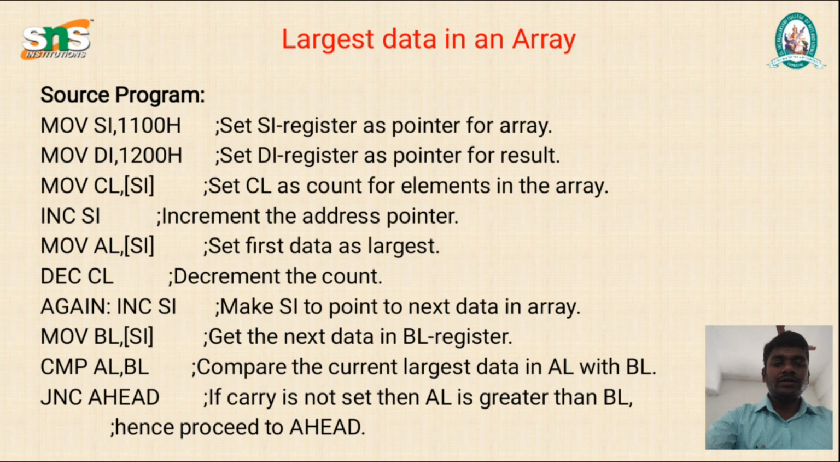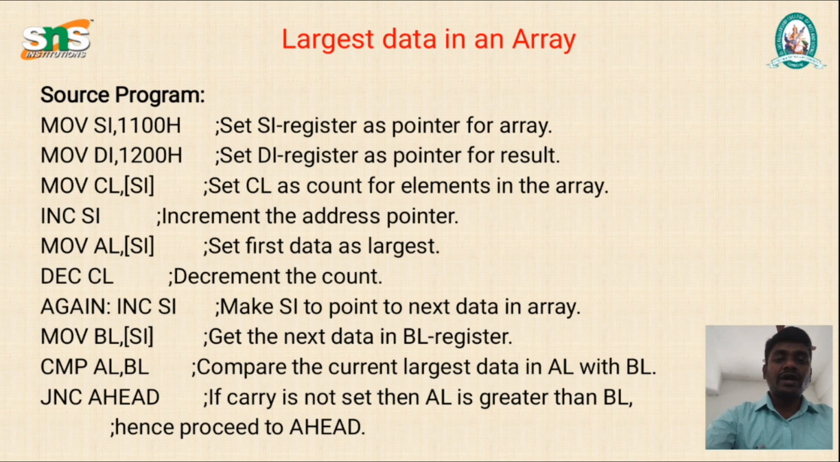So here the first data is taken as the largest. That first data we have to compare with all the remaining data. When comparing the other data, we can find out which one is larger. Next step, DEC CL, decrement the count. Again INC SI, which means increment the SI register. Then MOV BL, [SI]. The SI register data is moved to the BL register. So we have the AL register with the first data, and the BL register having the second data. So this is the fetching procedure.